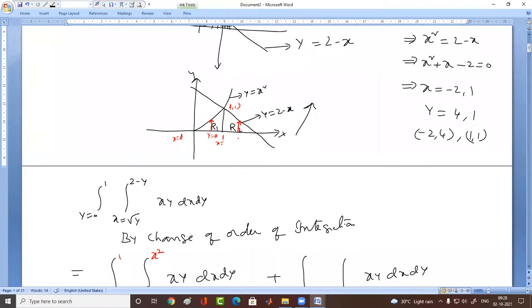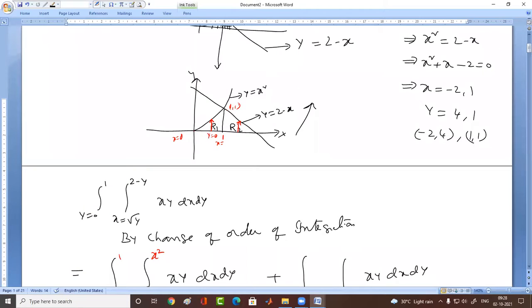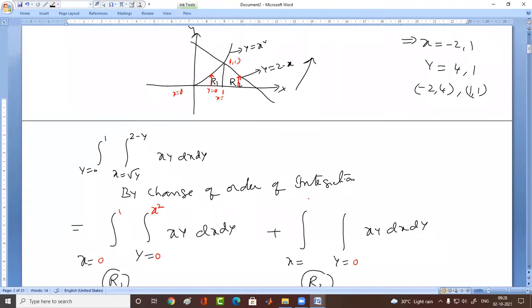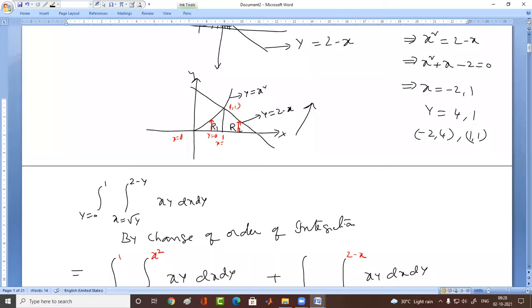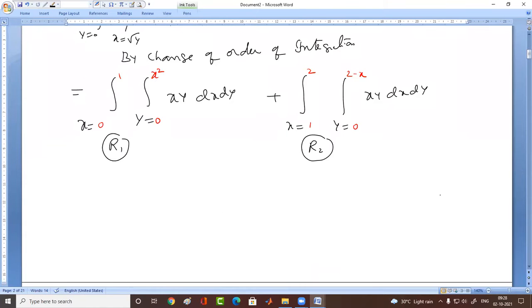The lower curve is y equals 0. The upper curve is a straight line, because they are two different lines, 2 minus x. Now the x limits. Here the point of intersection is (2, 0), because the x-intercept is 2. So the x limits now go from this one to this one, x from 1 to 2.